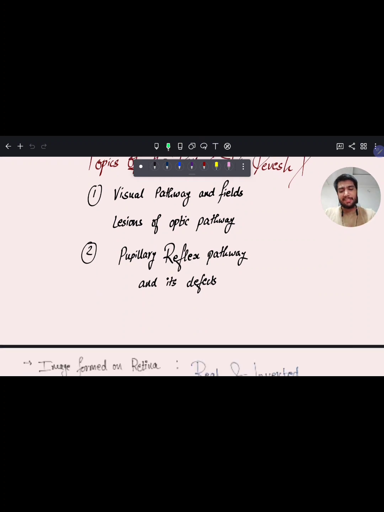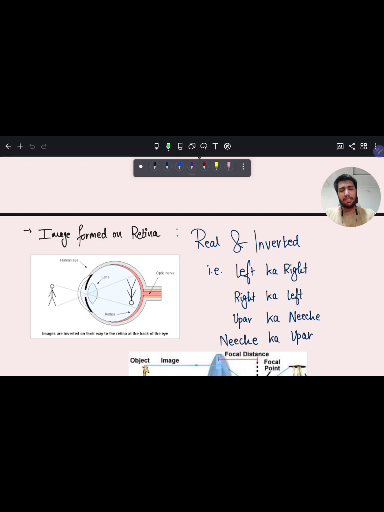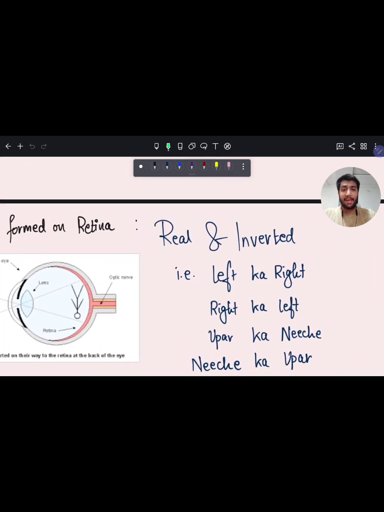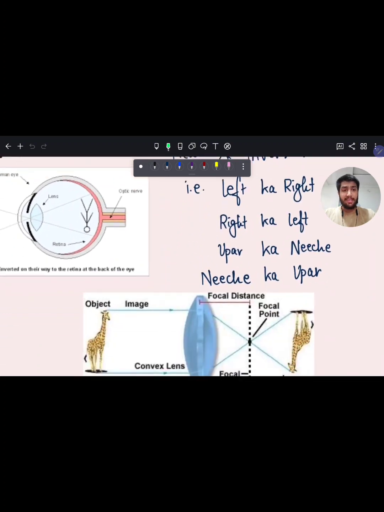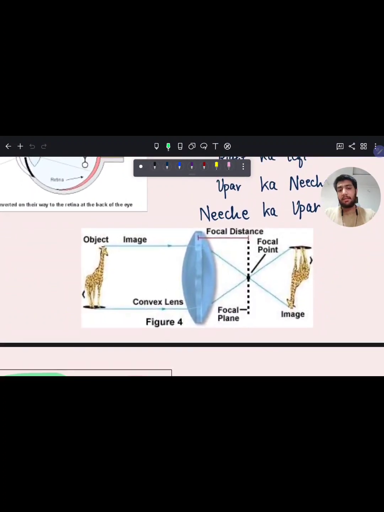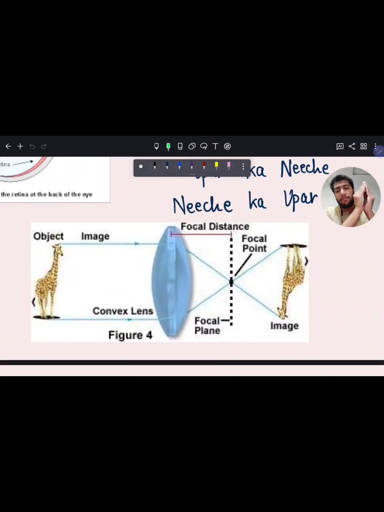So let's get started with the simple concept that the image that is formed on retina is going to be real and inverted. And what does real and inverted image mean? Let me give you an example. Whenever light rays are refracted on any lens that is convex shaped, the light rays are gonna be refracted and they'll focus behind the lens and form an image which is real and inverted. As you can appreciate here, the giraffe, the head here is at the down, the legs are up.